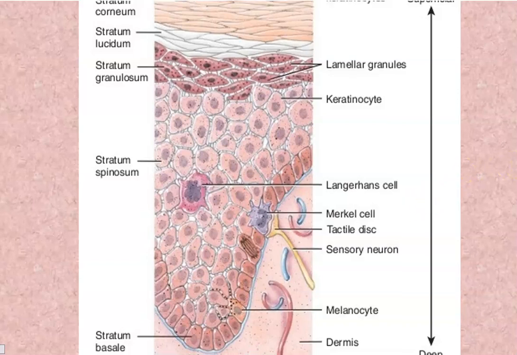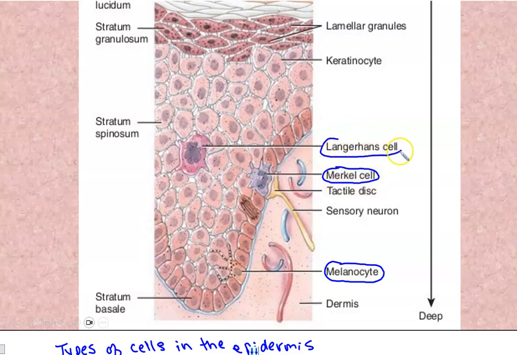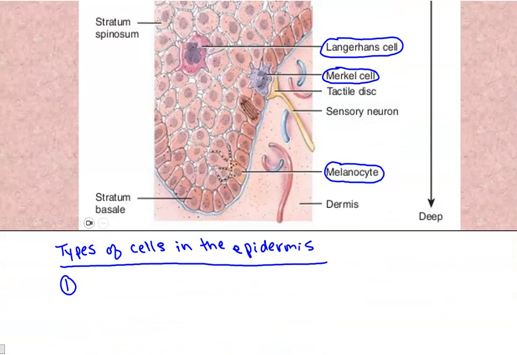And so the cells that we're going to look at are something called a melanocyte. And then we've got these things called Merkel cells. And then we've got Langerhans cells and keratinocytes. Remember, cytes, C-Y-T-E, means some sort of cell. So those are the 4 ones we're going to talk about on this video.